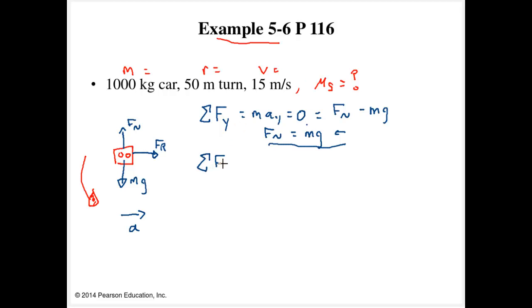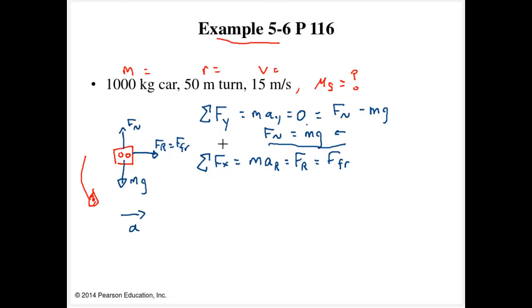Now let me do the same thing for the x direction. Sum of the forces in the x direction must be equal to the mass times the acceleration. Putting an r here now because that is the radial acceleration. The only force in that direction is going to be the radial force, which also must be due solely to friction. It's an unbanked curve. So, force of friction.